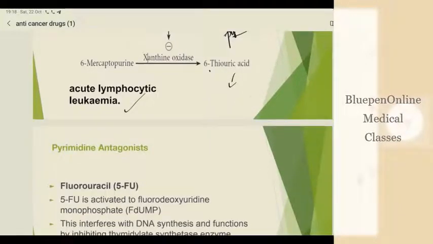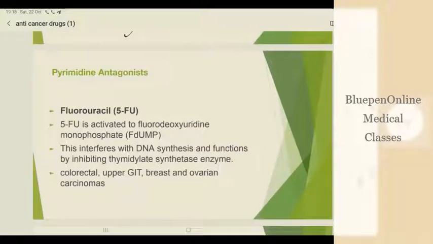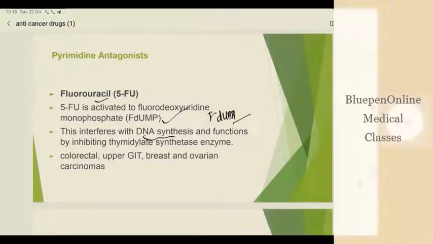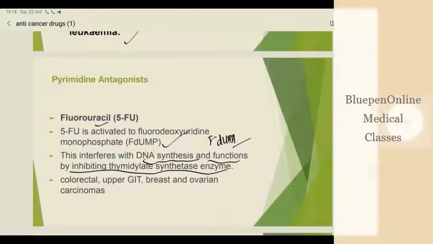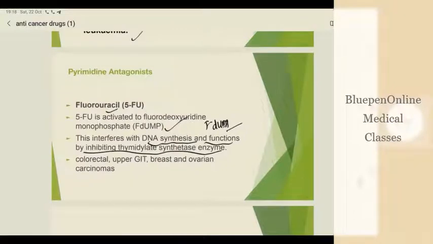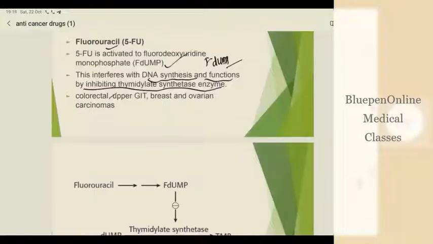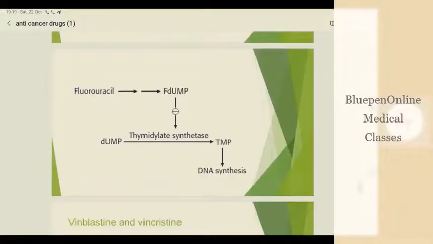Then pyrimidine antagonist, 5-fluorouracil. This 5-fluorouracil is activated to FdUMP, fluorodeoxyuridine monophosphate. It interferes with DNA synthesis and functions by inhibiting the thymidylate synthetase enzyme. Similar action. It is used in colorectal, upper GIT, breast and ovarian cancer. So it inhibits DNA synthesis.